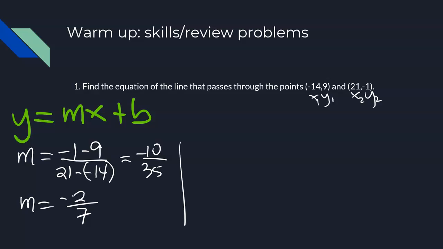Next, how do we find b? You can use either of these 2 points. You have x and y. Plug that in to y equals mx plus b with your slope, and you will be able to solve for b. So let's use the first one. So y is 9 equals, the slope is -2 over 7, times x, which is -14, plus b.